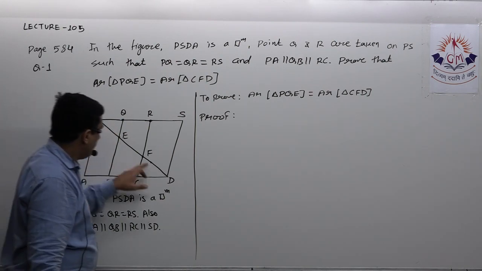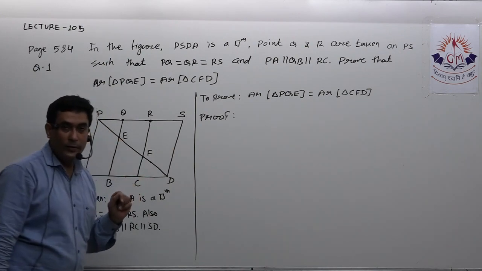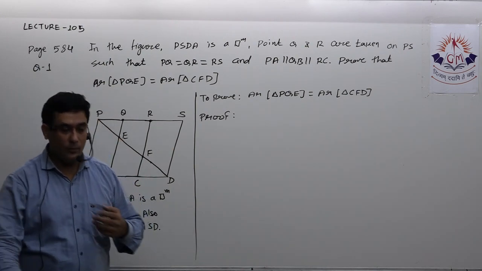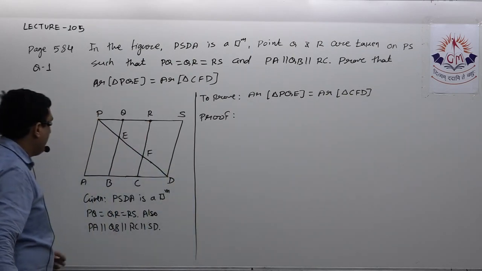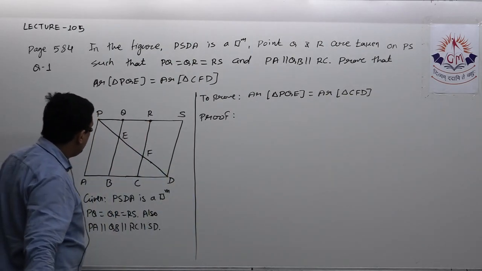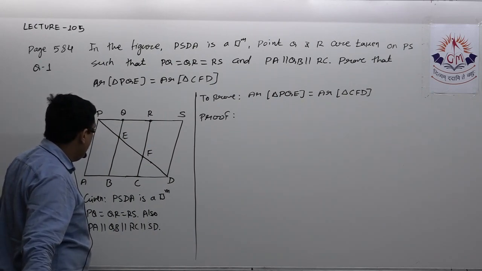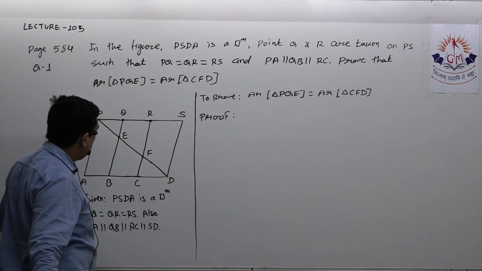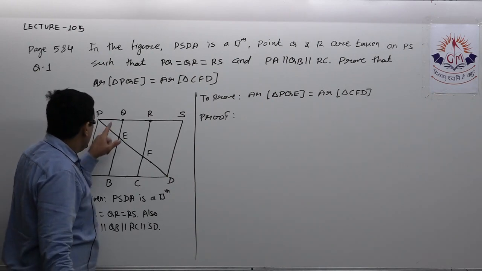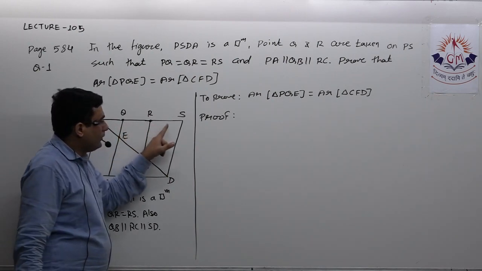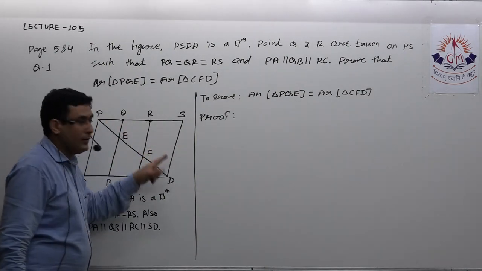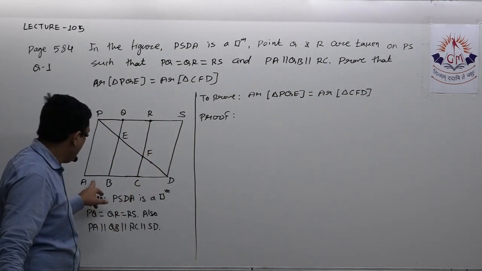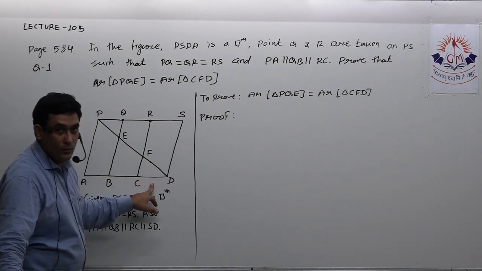See, if it is possible to prove these two triangles are congruent, we can say they will be equal in area, because we know the triangles which are congruent are equal in area. Okay, so to make them congruent, I need to prove some of their parts are equal. Now it is given PQ equal to QR equal to RS, and these are parallel. So by intercept theorem, I can say AB equal to BC equal to CD.